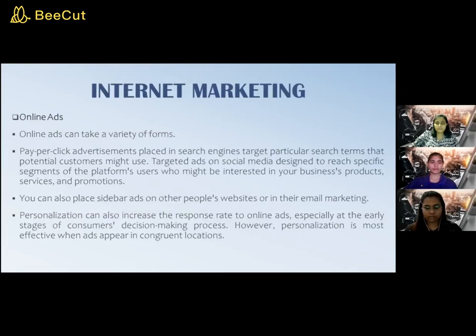Next is online ads. Online ads can take a variety of forms. Pay-per-click advertisements placed in search engines target particular search terms that potential customers might use. Targeted ads on social media are designed to reach specific segments of the platform's users who might be interested in your business products, services, and promotions. You can also place sidebar ads on other people's websites or in their email marketing.